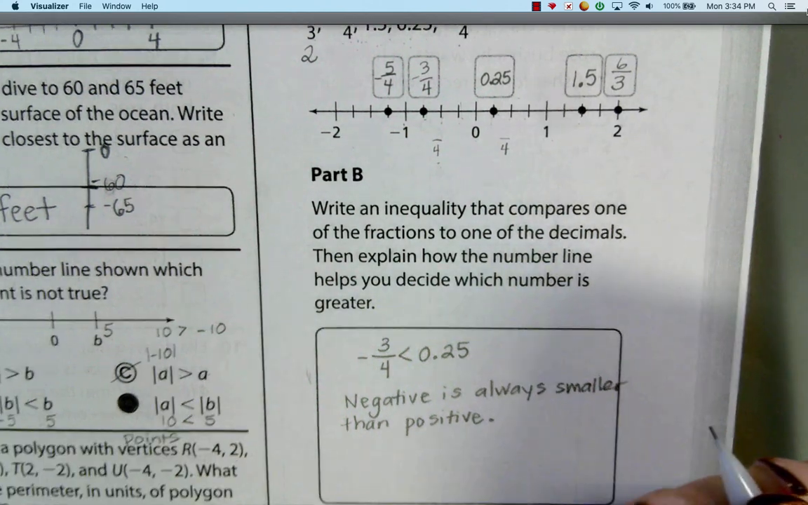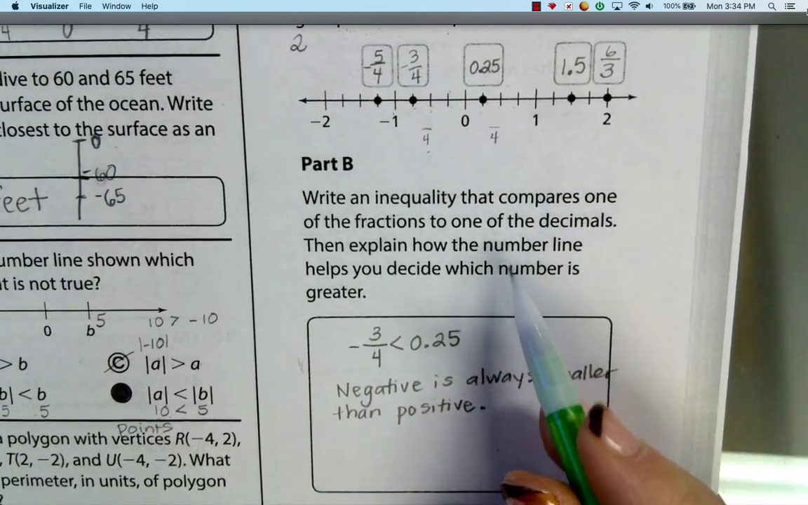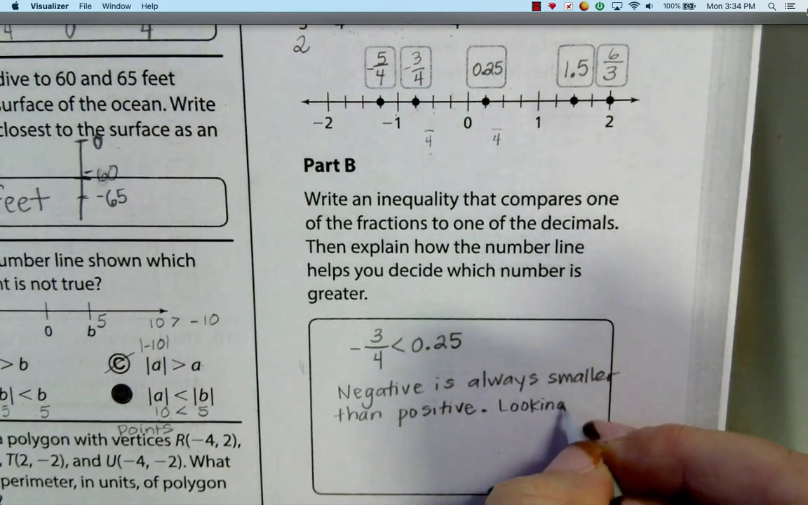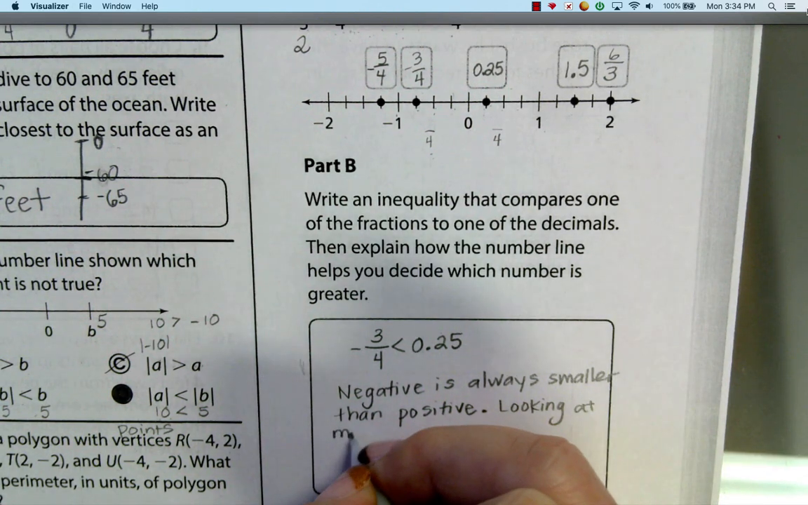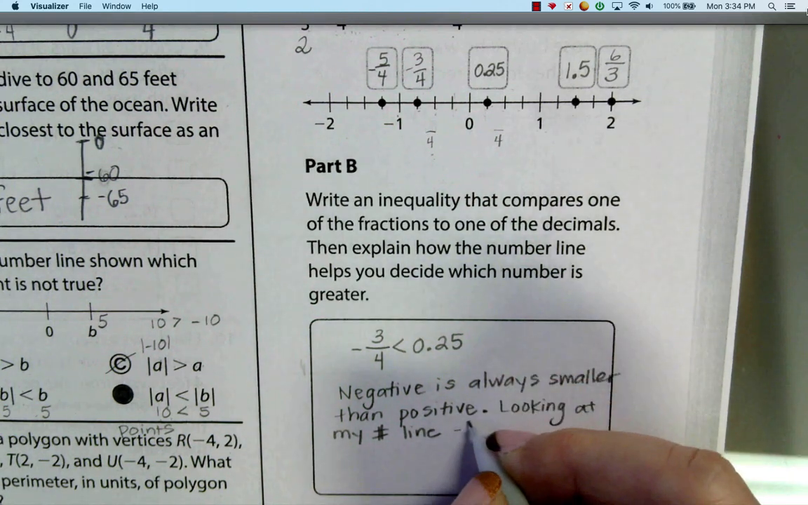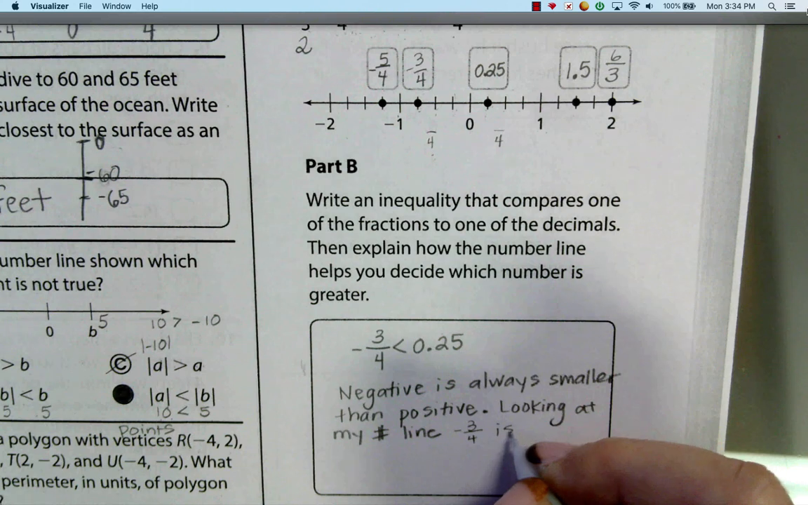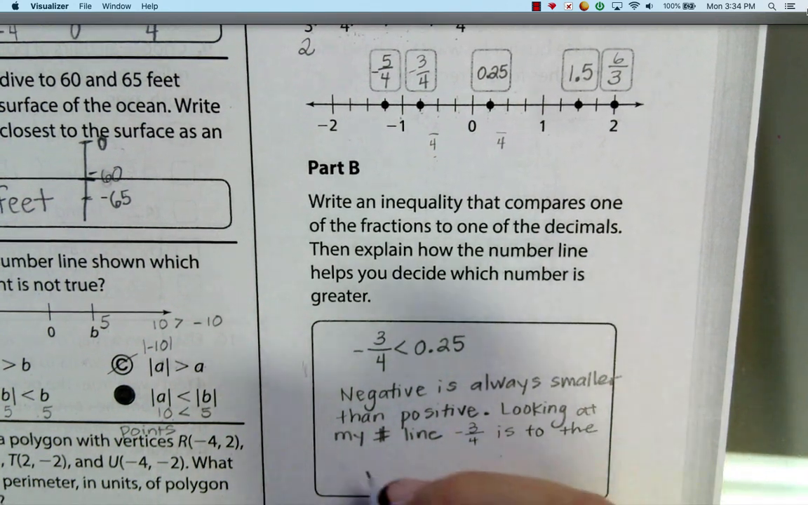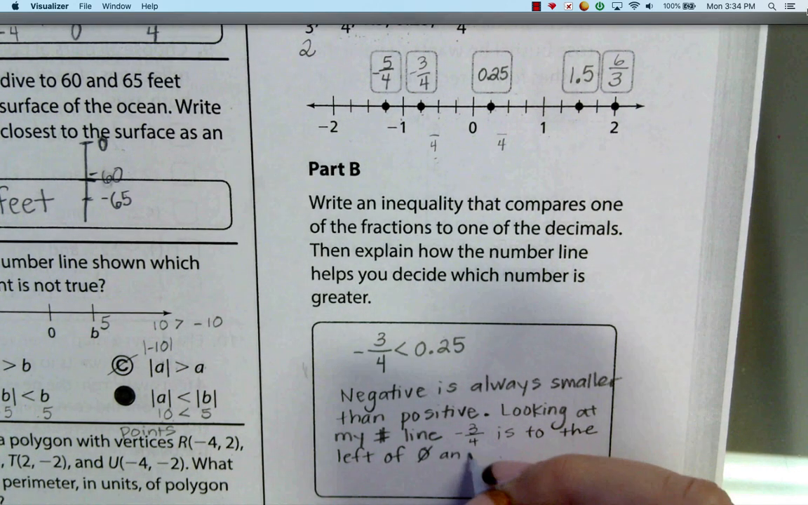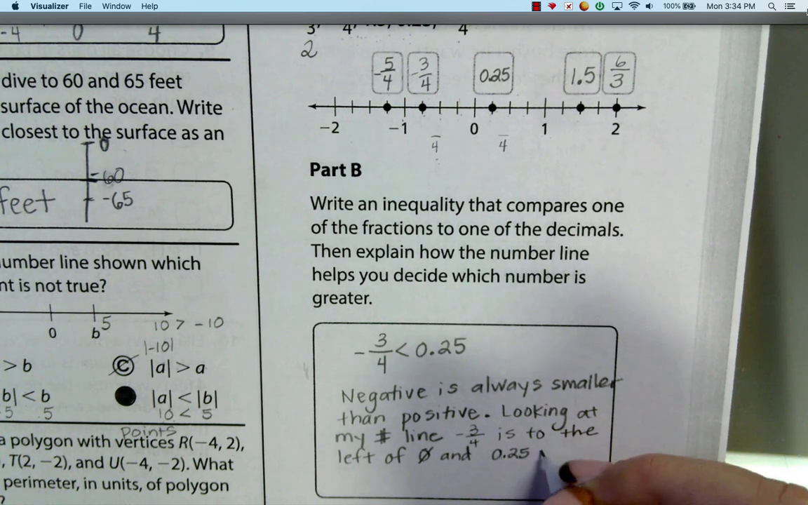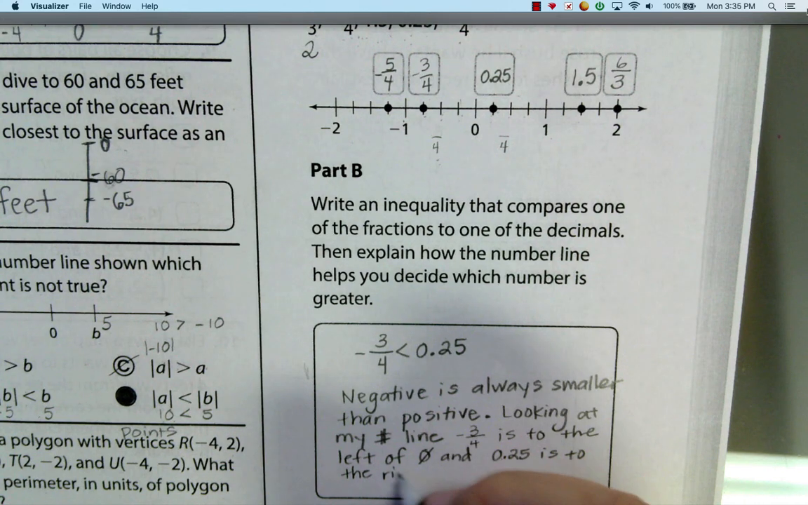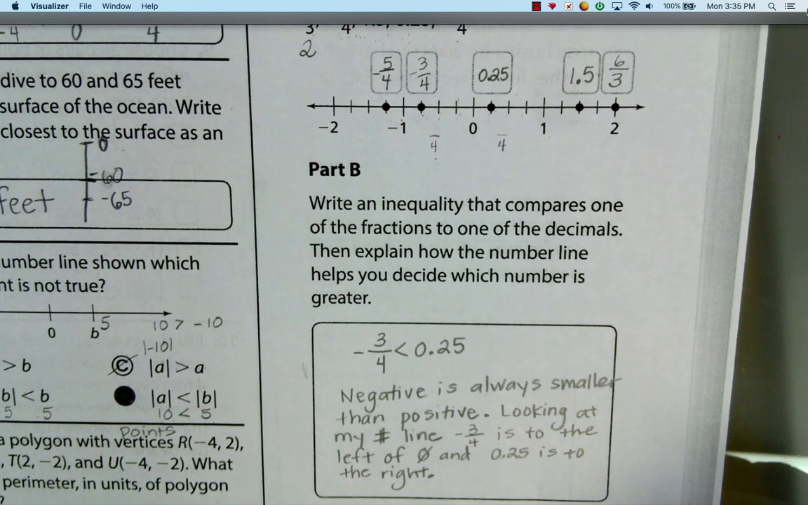Okay, but when you're using your number line, you could say that when you look at the number line, looking at my number line, you can abbreviate number line, negative 3/4 is to the left of 0, and 25 hundredths is to the right. All right, part A and B.